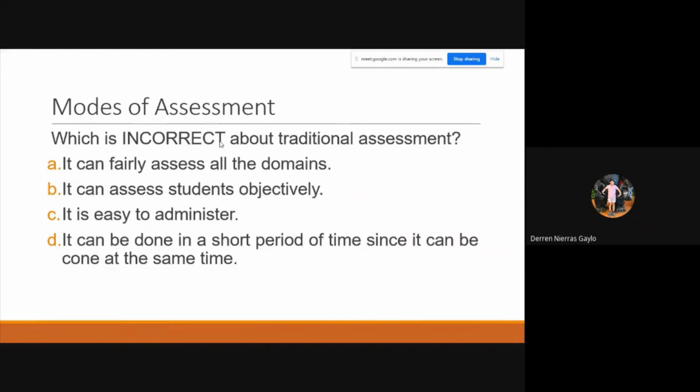Which is incorrect about traditional assessment? A. It can fairly assess all domains. B. It can assess students objectively. C. It is easy to administer. Letter D. It can be done in a short period of time since it can be done at the same time, which is incorrect, not true. It's letter A. It can fairly assess all the domains. The traditional assessment cannot assess the behavioral and also the affective domains. It is more on the cognitive domains.